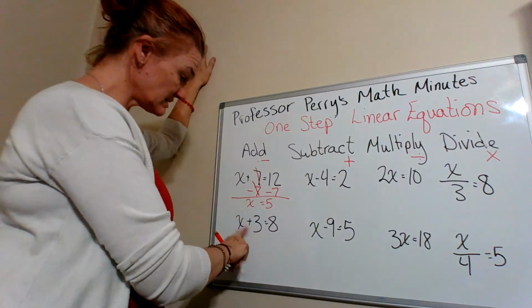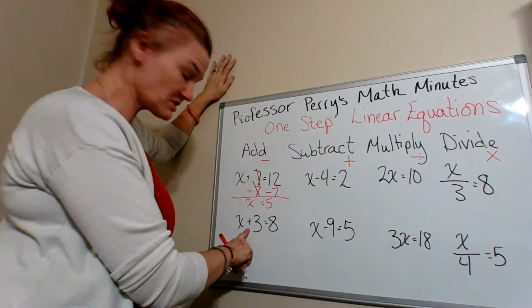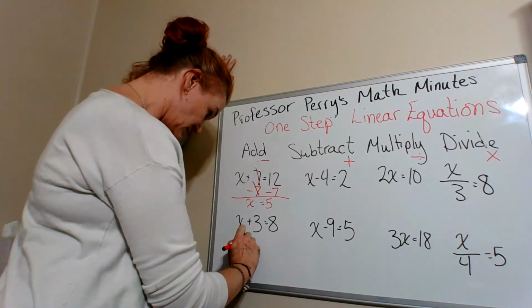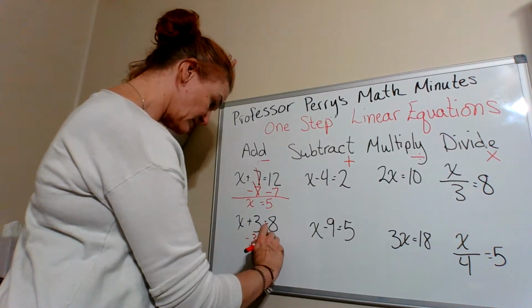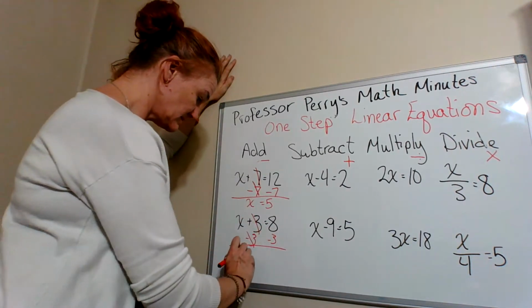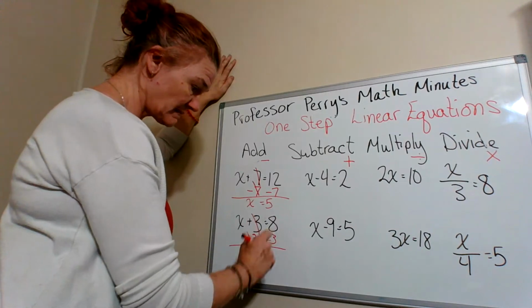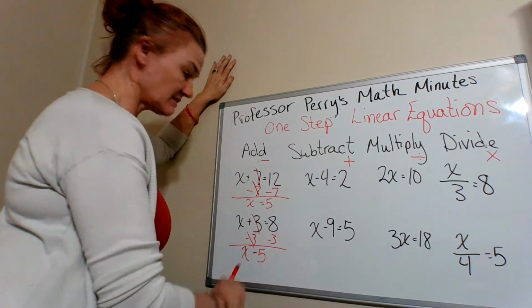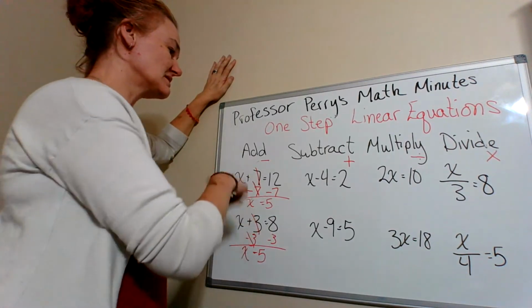So here again, here's an add. You're going to subtract. So you're going to subtract your 3 from both sides. The 3's cancel. 3 minus 3 is nothing. So the x by itself, 8 minus 3 is 5.